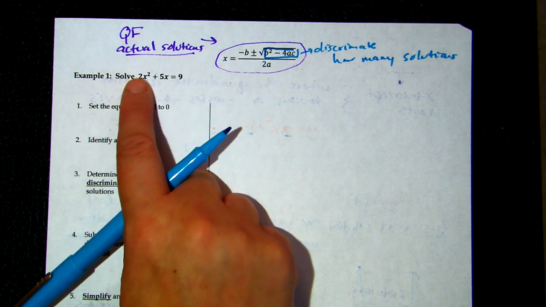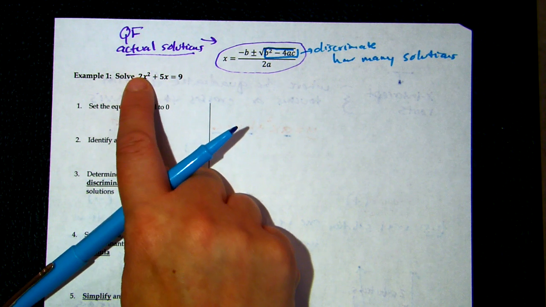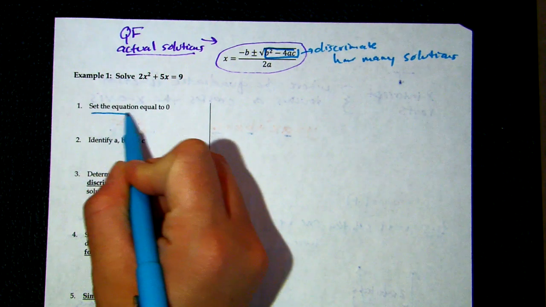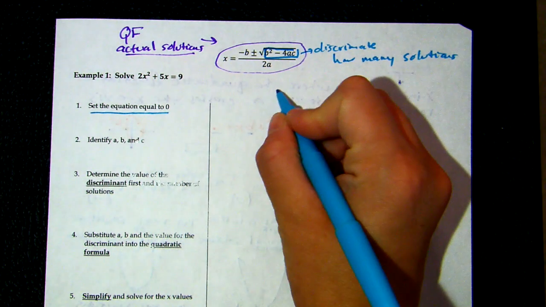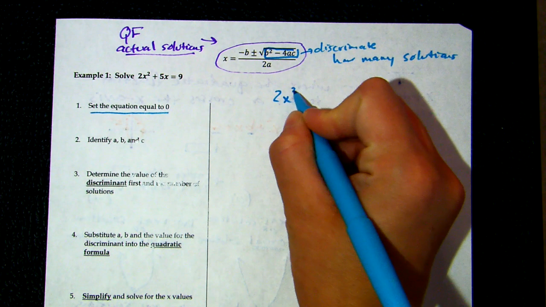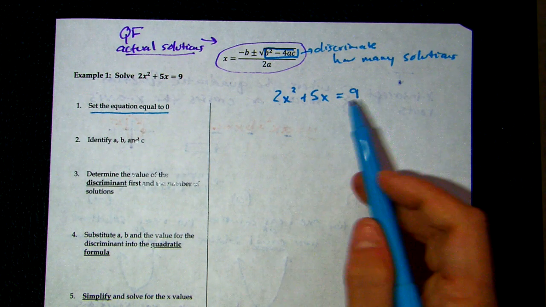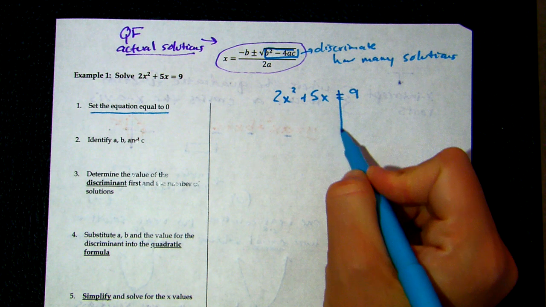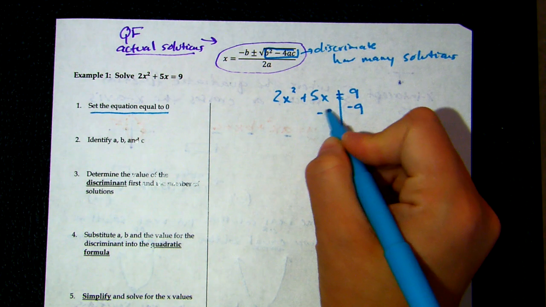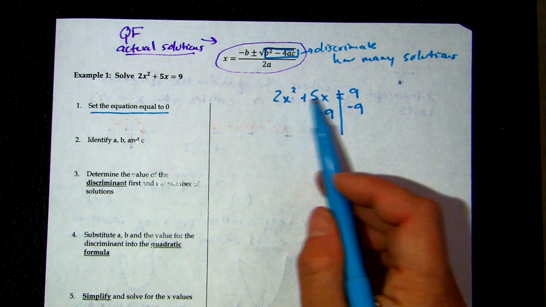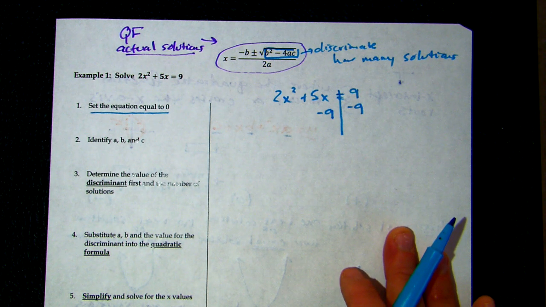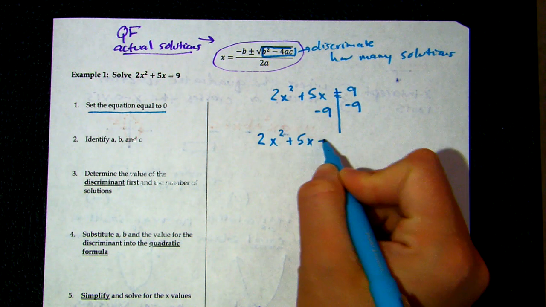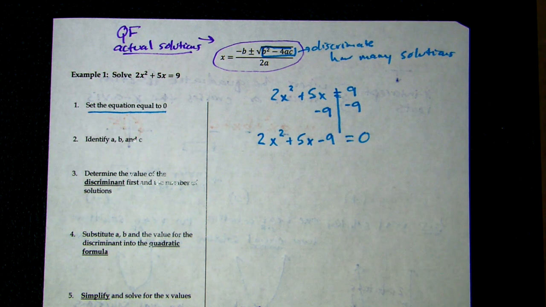So we've got this equation 2x squared plus 5x equals 9. I know that this is a quadratic because our highest exponent is 2. My first step is to set the equation equal to 0. So to set this equal to 0, I need to move this 9 from one side of the equation to the other. So I'm going to draw a line, subtract 9 on both sides. Negative 9 can't combine with either of these terms because they both have variables and 9 doesn't. So that leaves me with 2x squared plus 5x minus 9 equals 0.